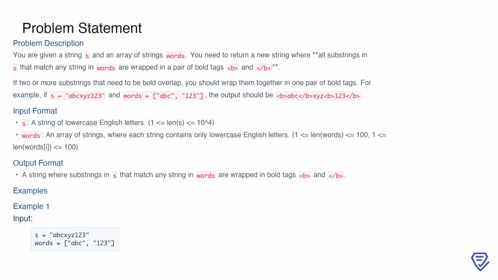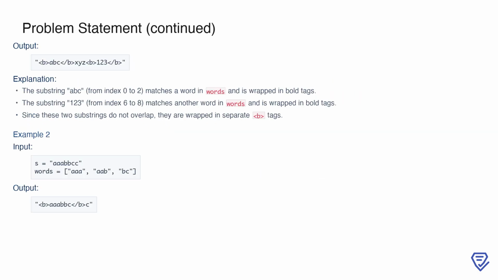This ensures that the bold tags clearly highlight all matches from words in the string S. Additionally, the input constraints specify that S is a string of lowercase English letters, and the words array consists of lowercase strings as well, each with their own length and number limits. Ultimately, the output must be the modified string with the required bold tags applied correctly. Now, let's look at an example to illustrate this.